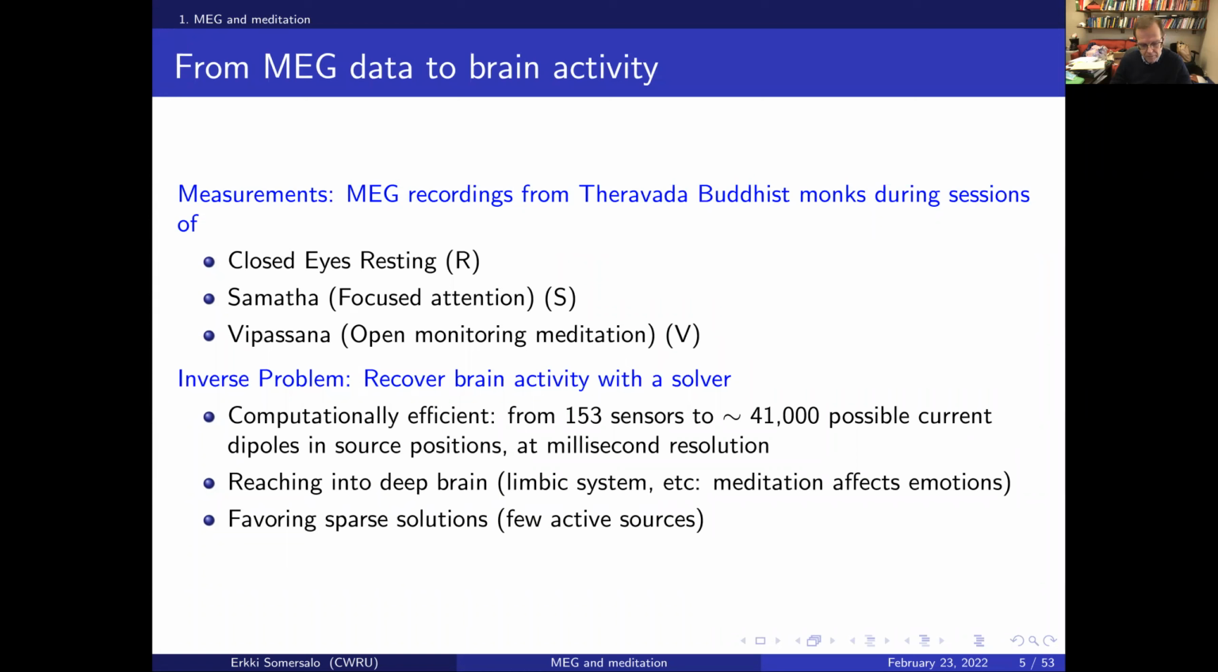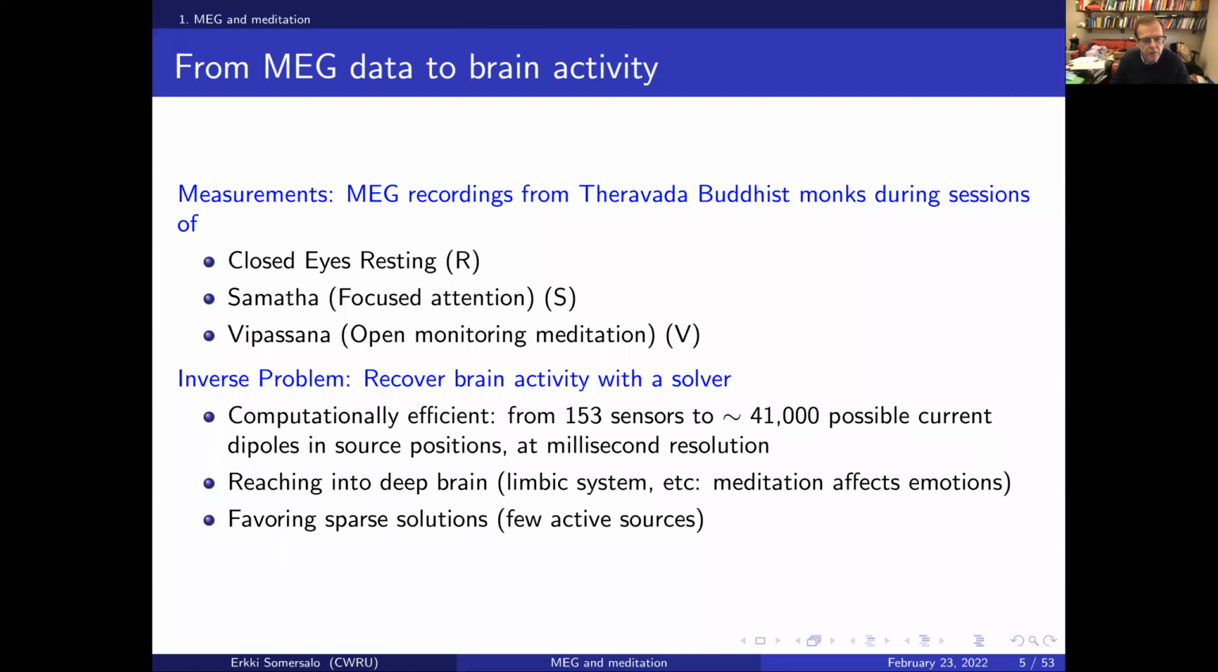MEG is a non-invasive brain imaging modality where you measure the magnetic field outside the head and you need to calculate the brain activity, the electric activity that's inducing that magnetic field, from that data. So we have 153 sensors. This data was collected by the University of Chieti in Italy. And we had a discretization of the head where you have 41,000 possible current dipole sources. So we are discretizing the activity by representing it as dipoles. And we also had the MRI image of the brain.